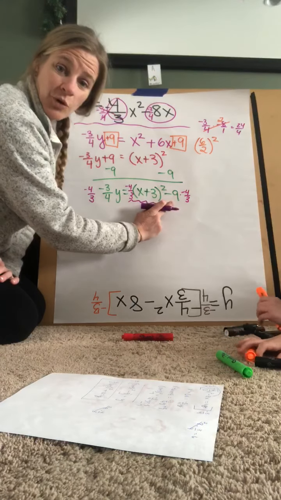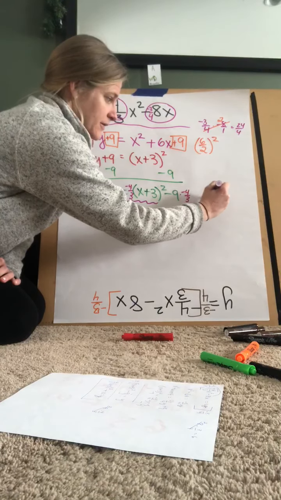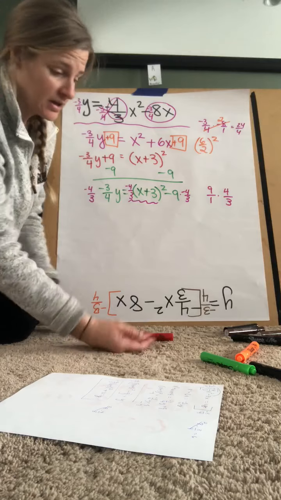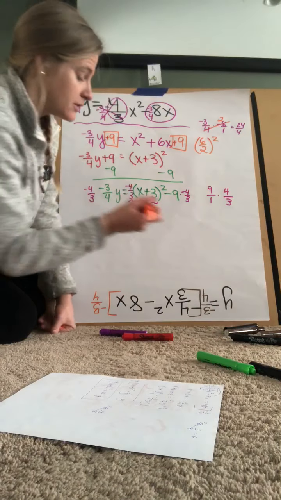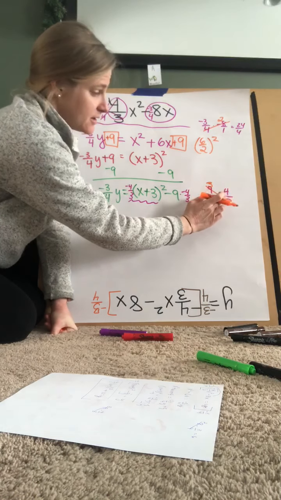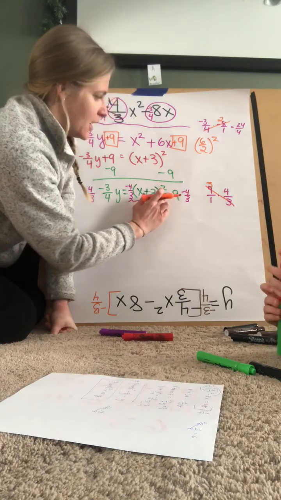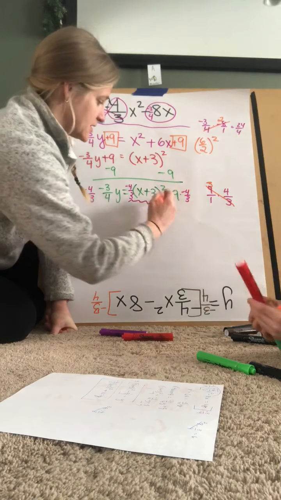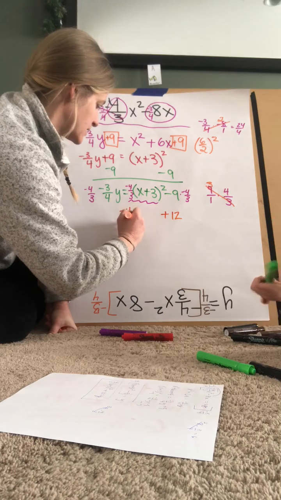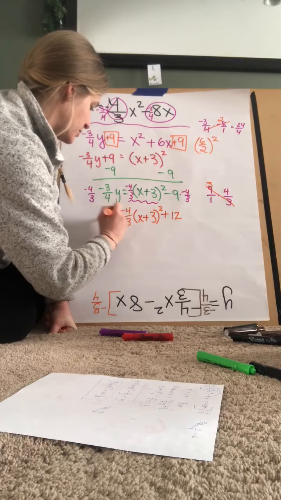So 4/3 times 9 is, let's see, 9/1 times 4/3. You could multiply 9 times 4 and then divide by 3, or you could reduce. 9 divided by 3 is 3. So 4 times 3 is just going to be 12. And a negative times a negative is a positive. So this is going to be a plus 12. This is a negative 4/3 x plus 3 squared plus 12.